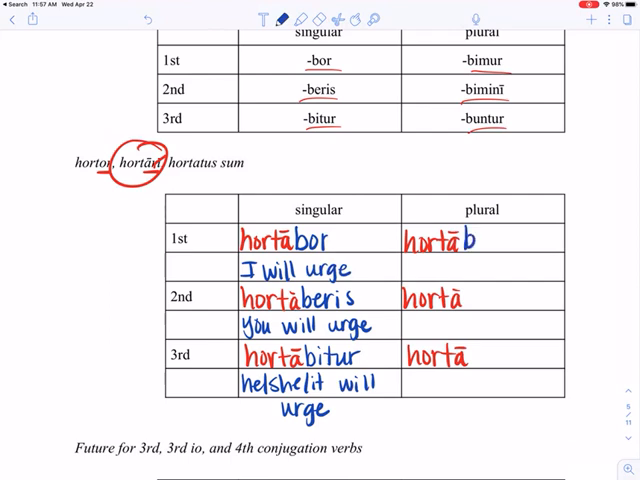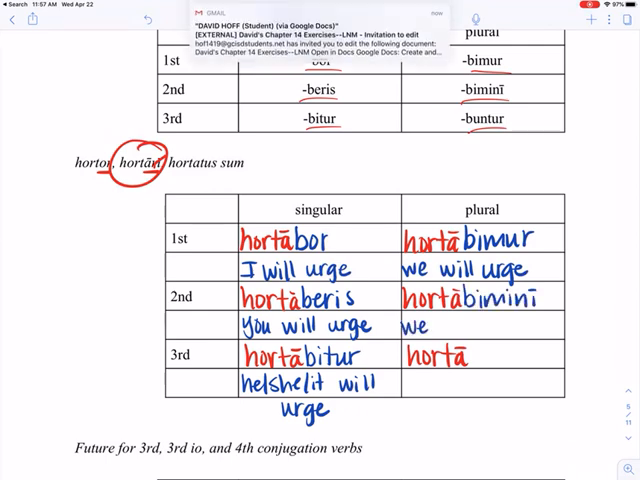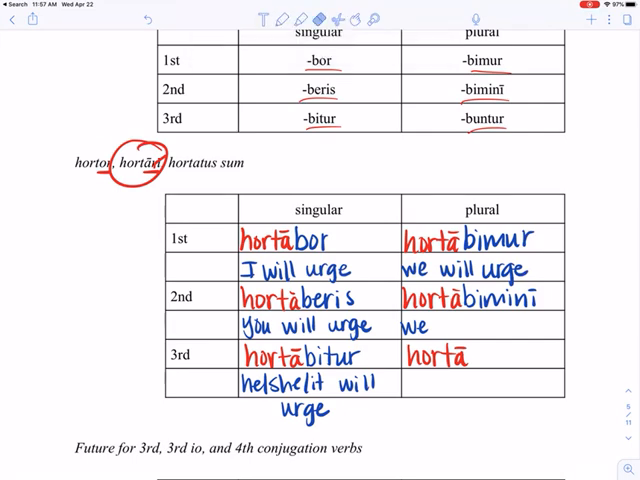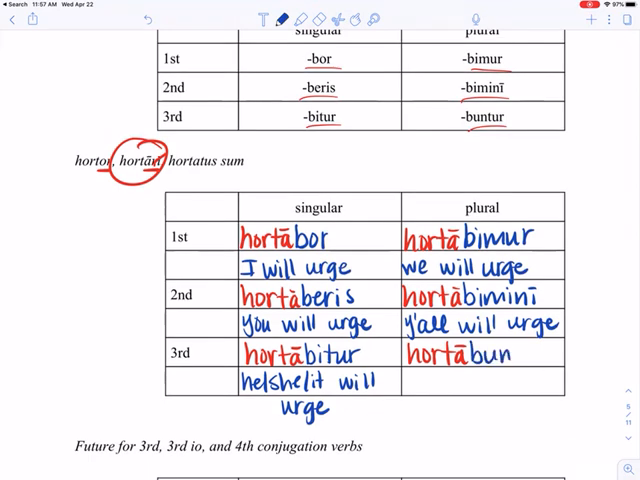First plural is going to be hortabimor, we will urge. Second plural will be hortabimini, and this is y'all will urge. And then for third plural, we're going to add buntor for horta buntor. And so this is they will urge.